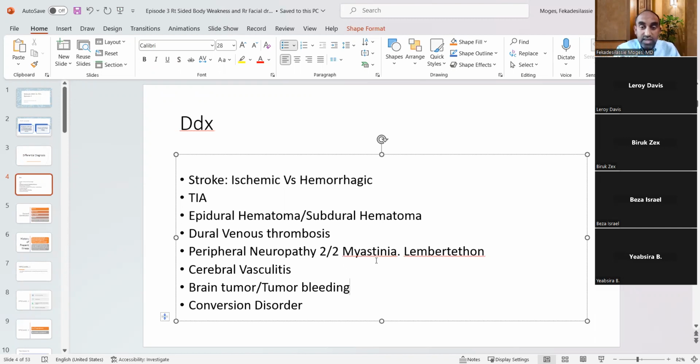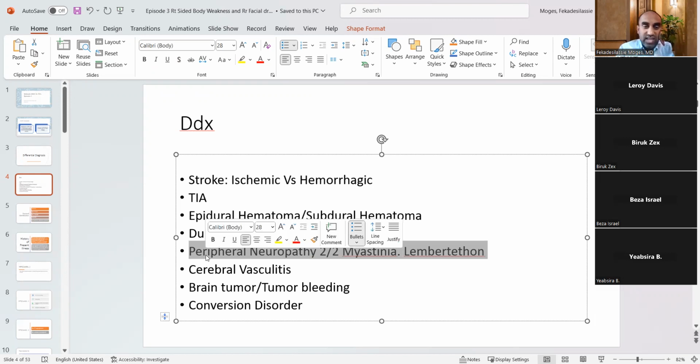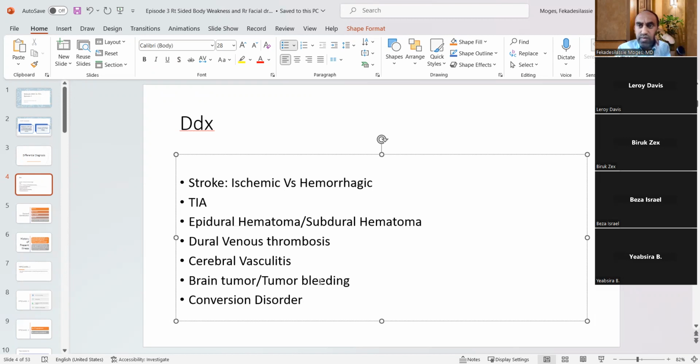Peripheral neuropathy, myasthenia, Lambert-Eaton, and whatever. Do you think these are relevant for this patient? No, very less likely. A peripheral neuropathy could be because of diabetes, or myasthenia, whatever. Whatever the case is, less likely. It looks like a central lesion because it involves the cranial nerves, and it also most probably involves the motor function. We don't know whether it involves the sensory function or not. We will see. The cerebral vasculitis?